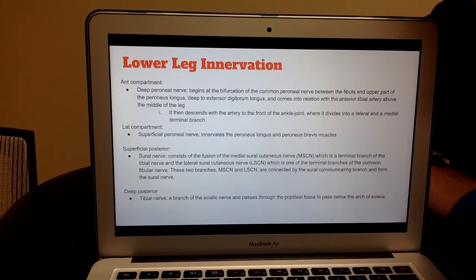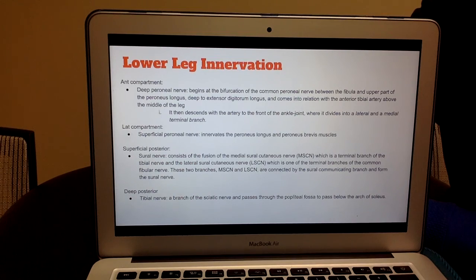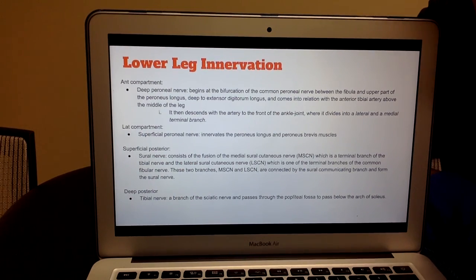And then in the lateral compartment, you have the superficial peroneal nerve that innervates the peroneus longus and peroneus brevis muscles. Third one, in the superficial posterior compartment, you're going to have the sural nerve, and that basically consists of the fusion between the medial and the lateral sural cutaneous nerves, which of course then form the sural nerve. And then in the deep posterior compartment, you have the tibial nerve, and that's a branch of the sciatic nerve and passes through the popliteal fossa to pass below the arch of the soleus.